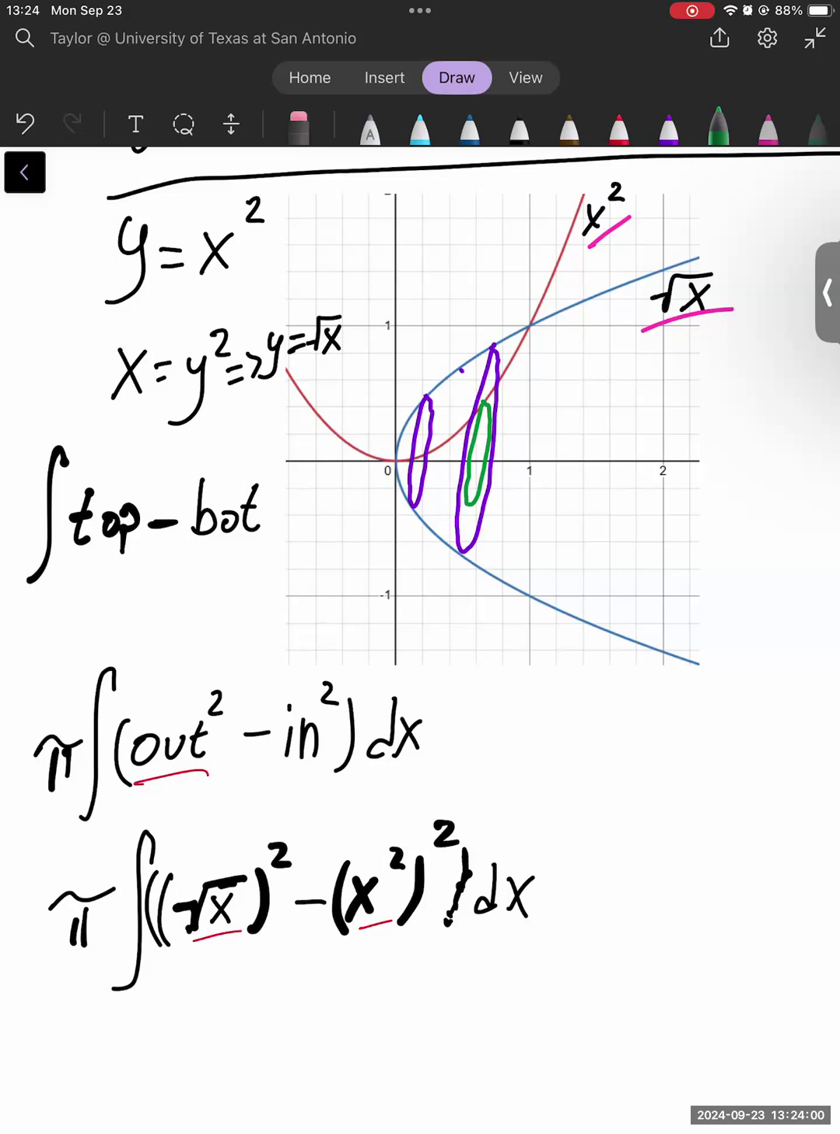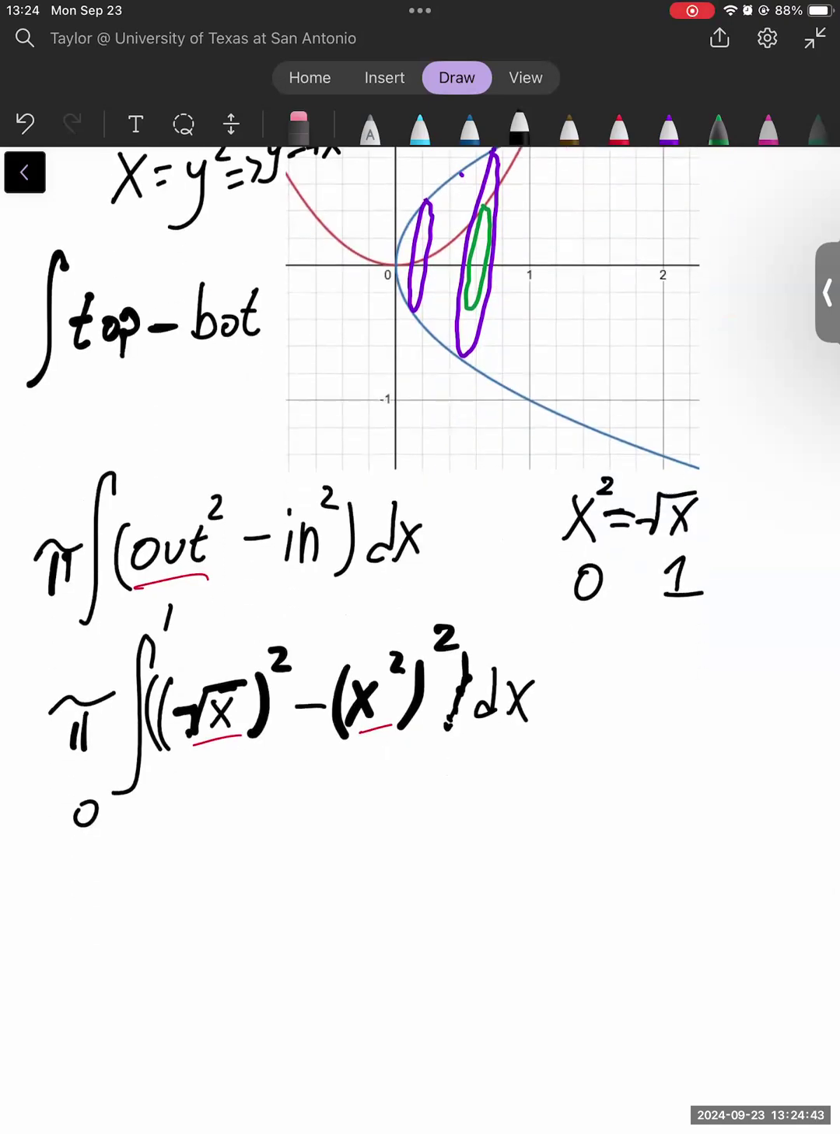Cool. All right. And now we just need to talk about our bounds of integration. Again, it's unfortunately given to you, but how would we do that? It's going to be setting them equal to each other. Nice. So then I get x squared equals square root of x. And again, our bounds of integration are 0 to 1.